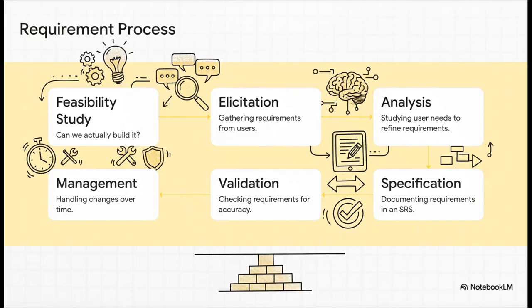And getting those requirements right isn't just a guessing game. It's a whole detailed process. You start with a feasibility study, like, can we even build this thing? Is it technically possible? Financially viable? Then you gather all the info from the people who will use it, you analyze it, and you document everything in a formal document, usually called a Software Requirement Specification, or SRS. And then you check it all again to make sure you're actually building the right thing. This whole process is designed to prevent a disaster later on.